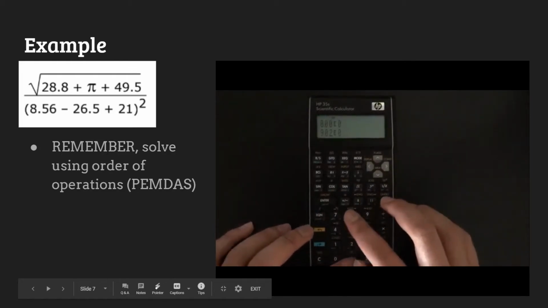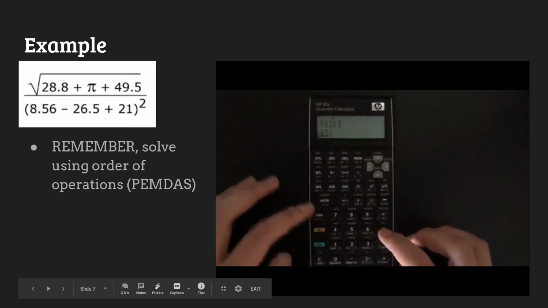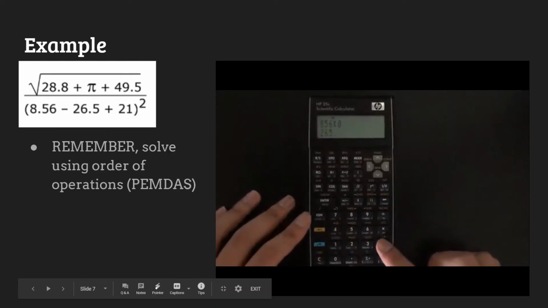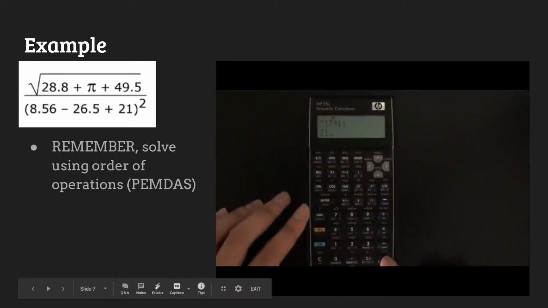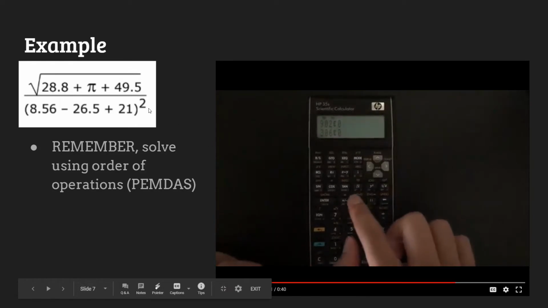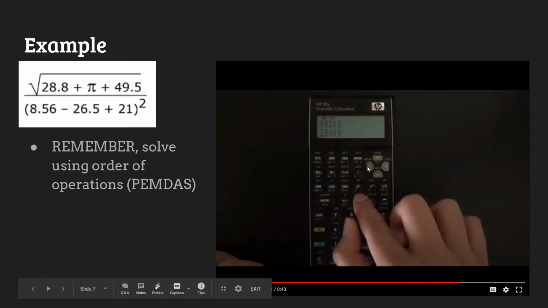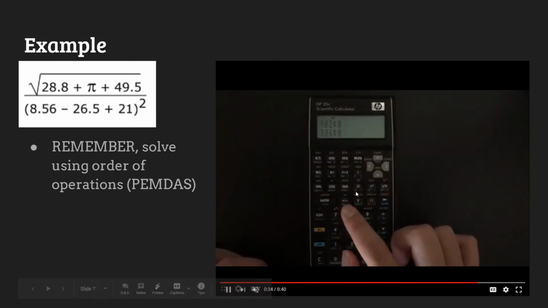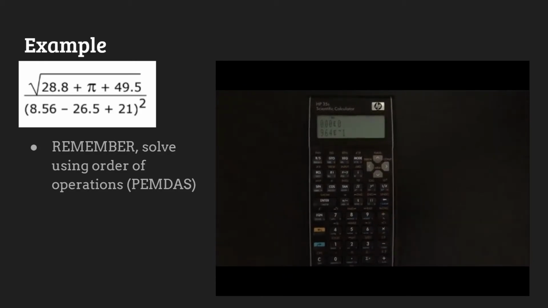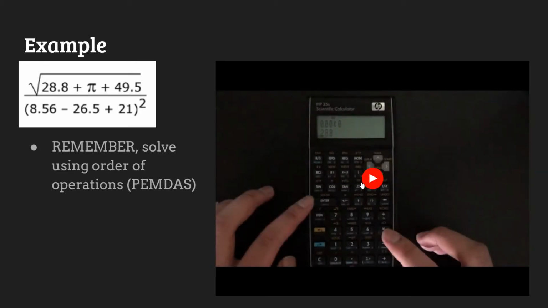Time to work on the bottom, 8.56, and then 26.5, excuse me, and add, and then 21. And now, since everything's in the parentheses, and the exponent is on the outside, once I get my result on the inside, then I can do it to the second power. That is the blue shift key and square root for squaring it. Now I can divide. So that may have been complicated. I'll go over this again.